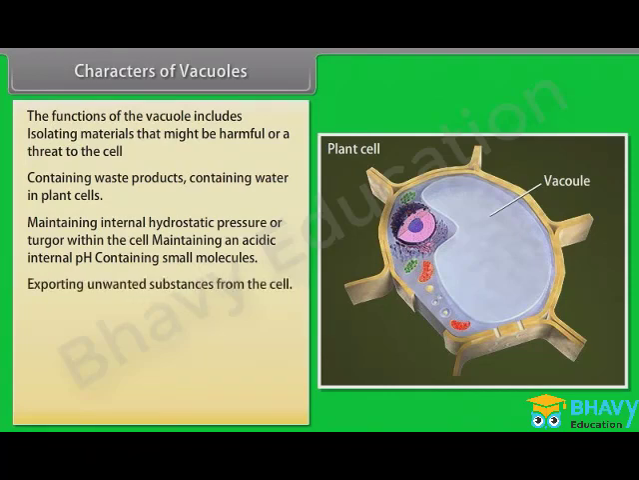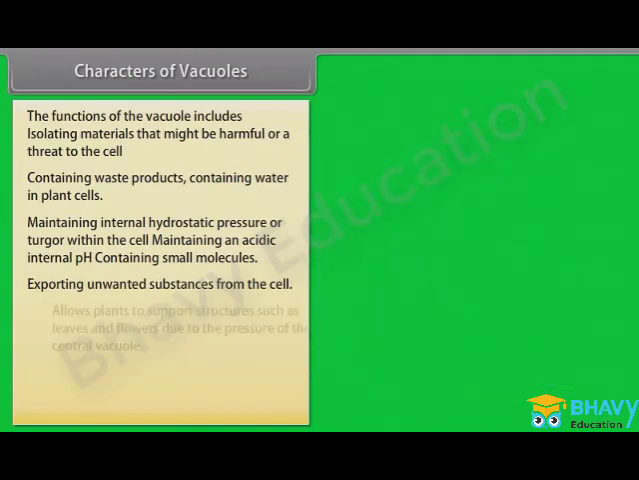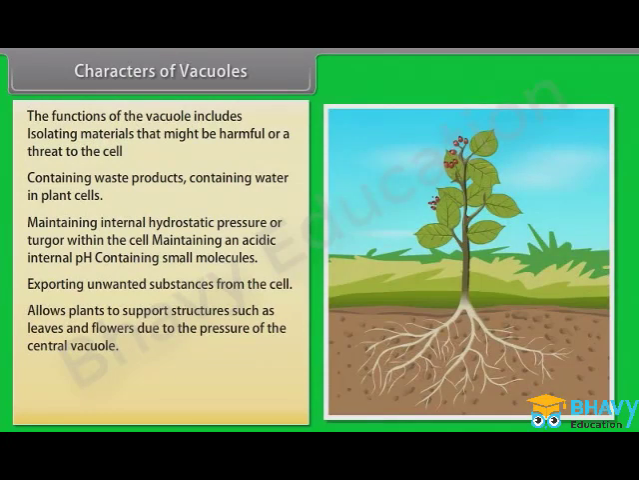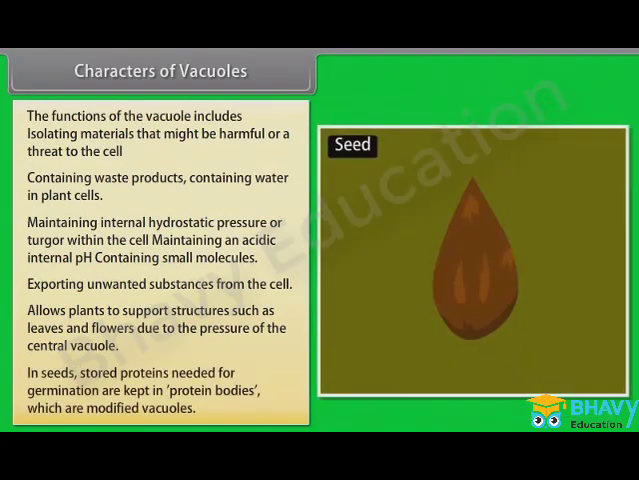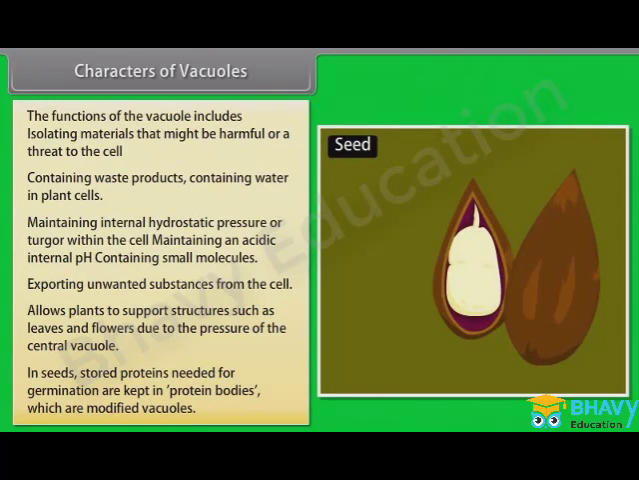exporting unwanted substances from the cell, and allowing plants to support structures such as leaves and flowers due to the pressure of the central vacuole. In seeds, stored proteins needed for germination are kept in protein bodies, which are modified vacuoles.